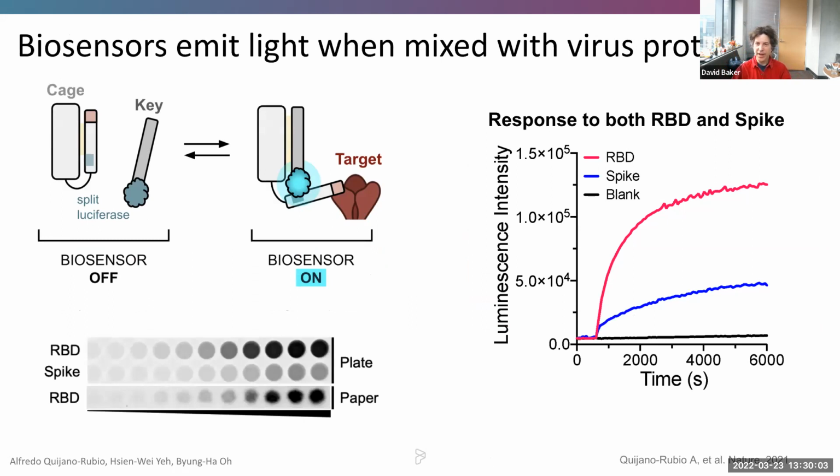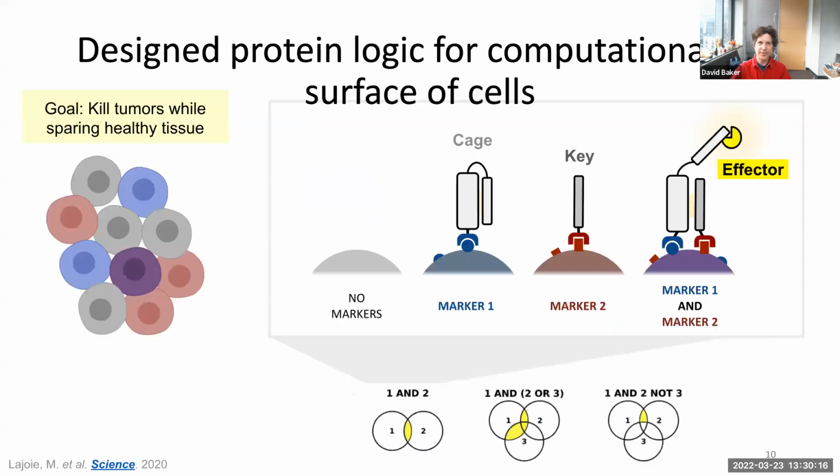You can see here that the sensor is dark until coronavirus protein is present, and then there's a rapid increase in the emission of light.